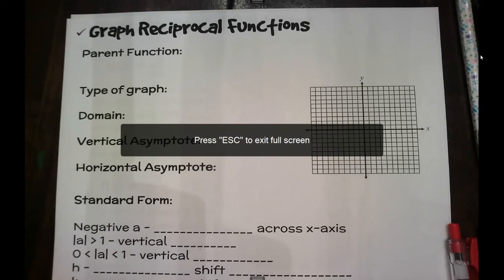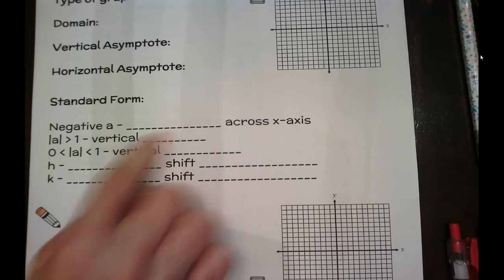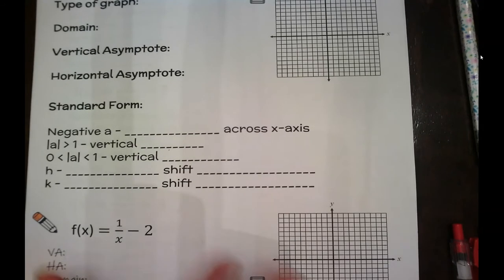All right, let's look at some graphing of our reciprocal functions. So we're going to talk just like our other functions. When we're talking about graphing, we're going to talk about what their parent function looks like, what kind of graph it is, and then some other interesting attributes of it. We're going to go into how when we change up things, that parent function will shift and move and be a little bit different. And then we'll look at some examples.